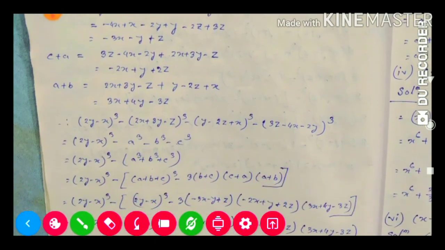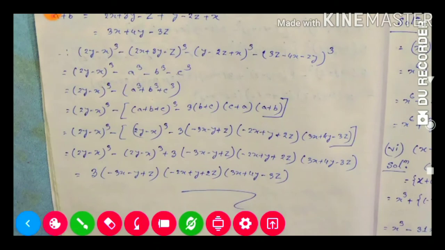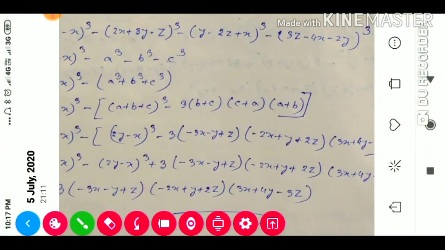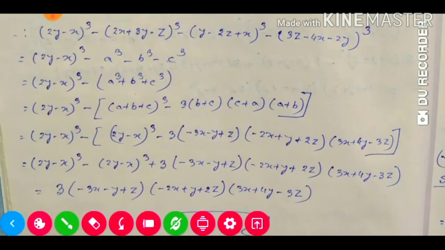So whatever the question given, we have written here, and this one we are considering as a, so a cube, this one b cube, this one c cube. Now we'll take minus common, so the remaining one will be positive. Now we'll apply the formula for a cube plus b cube plus c cube here. From before, we got the a plus b plus c value equal to whatever we got, we'll put here, then the b plus c value here, the c plus a value here, and the a plus b value we have written here.